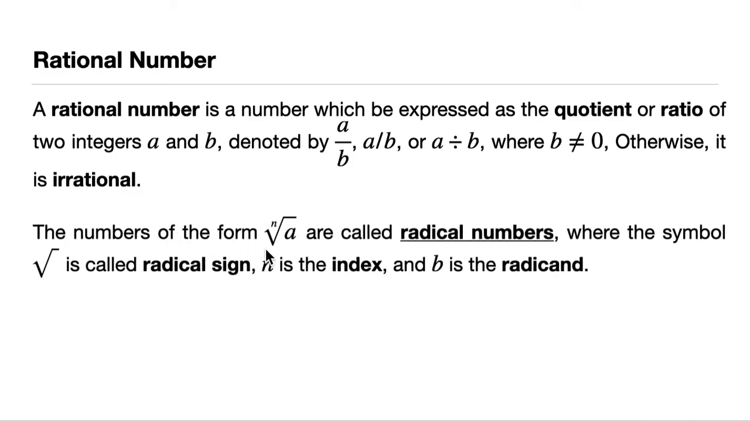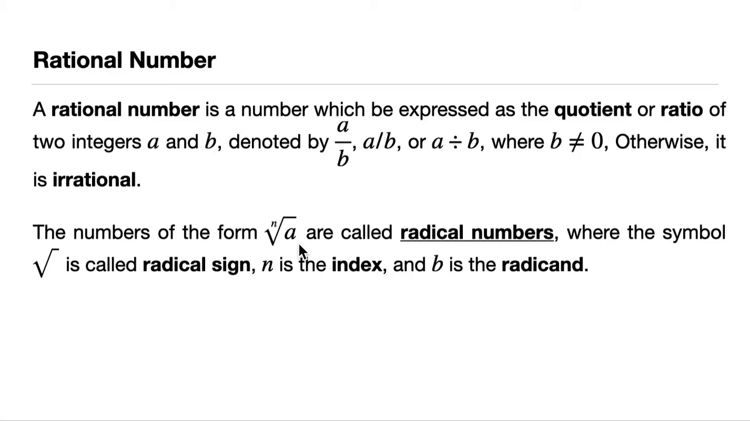The numbers of this form are called rational numbers. Anyways, this here can be read as the nth root of a. Again, the nth root of a, where this symbol is called the radical sign. The n is the index, and a is called the radicand.